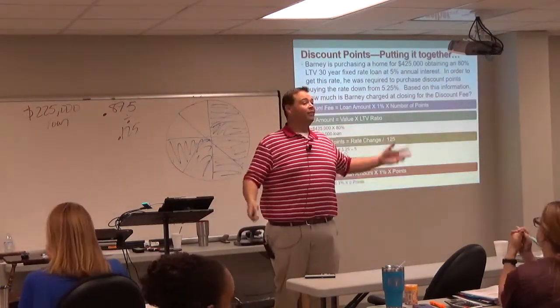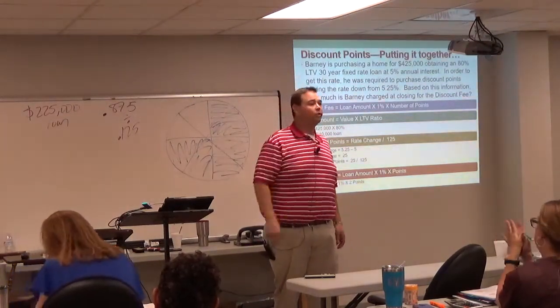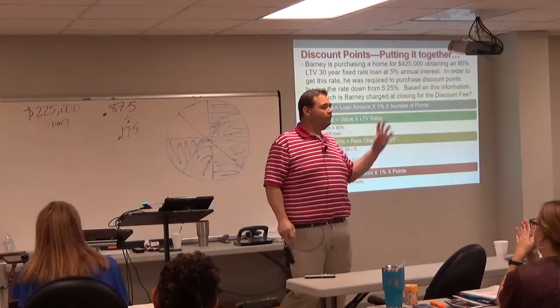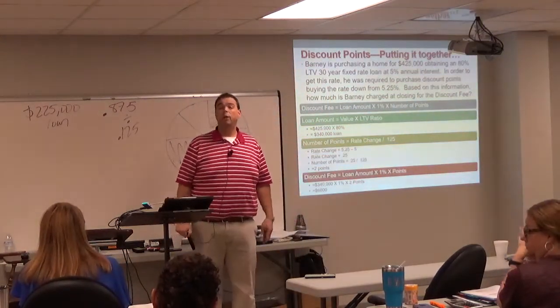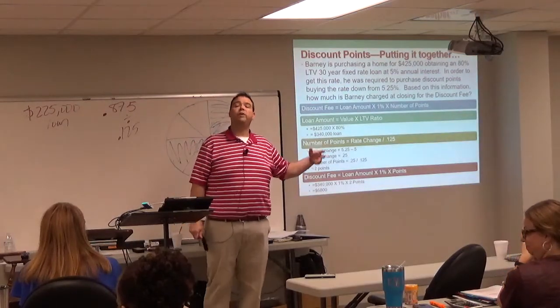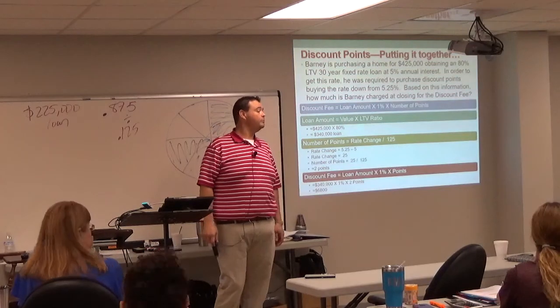So if it's 0.25, just do 1 divided by 8, 2 divided by 8. Oh, there it is, 2 points. Whatever it takes to get you to be able to calculate that number of points is where we need to get you. Because if you can't come up with the number of points, you can't come up with the charge for those points.